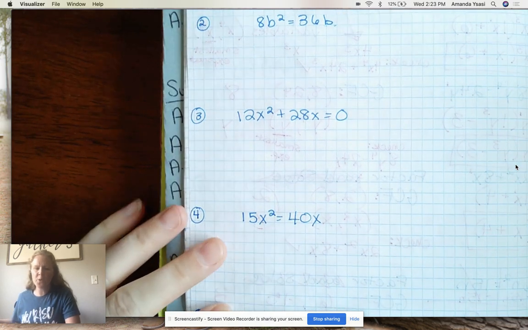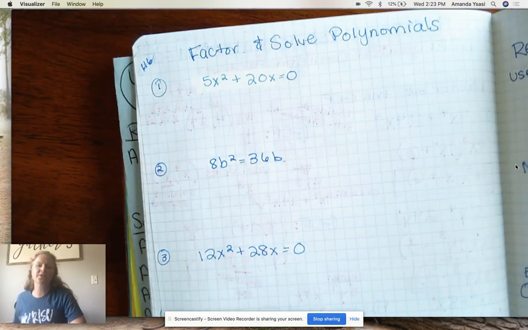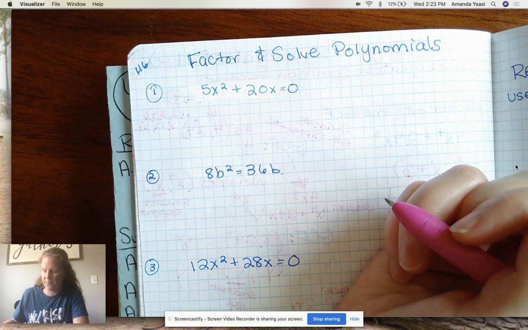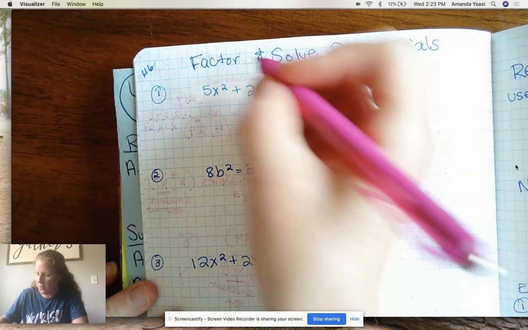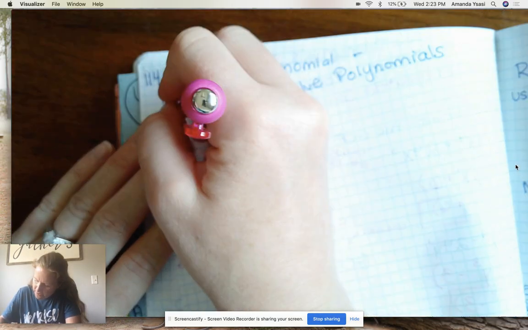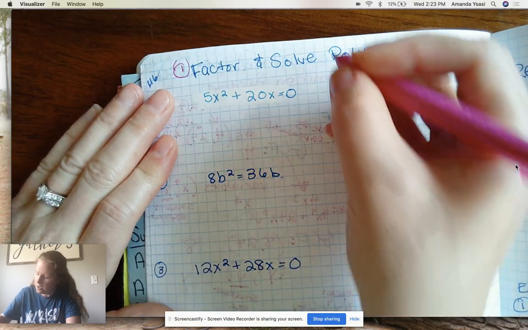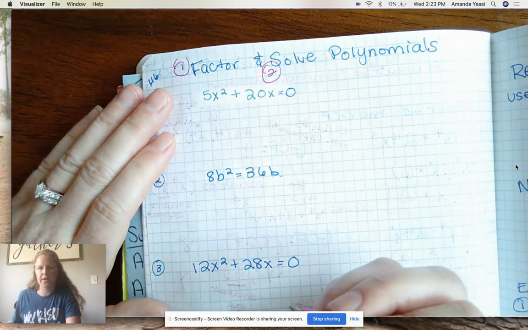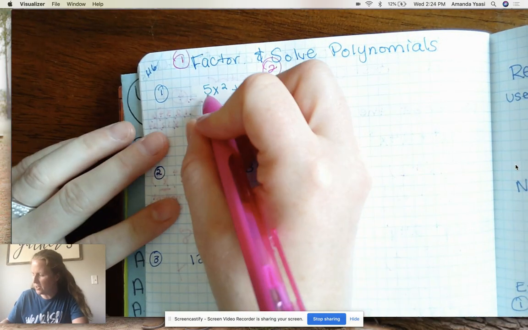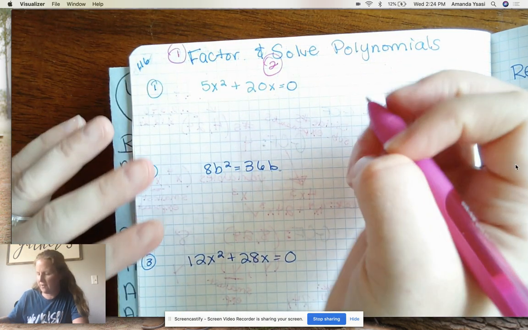Back for more. We are going to factor and solve polynomials this time. So first thing we want to do is factor. So step 1, factor. Step 2, solve. First thing I want to do is factor out the GCF, GCD.